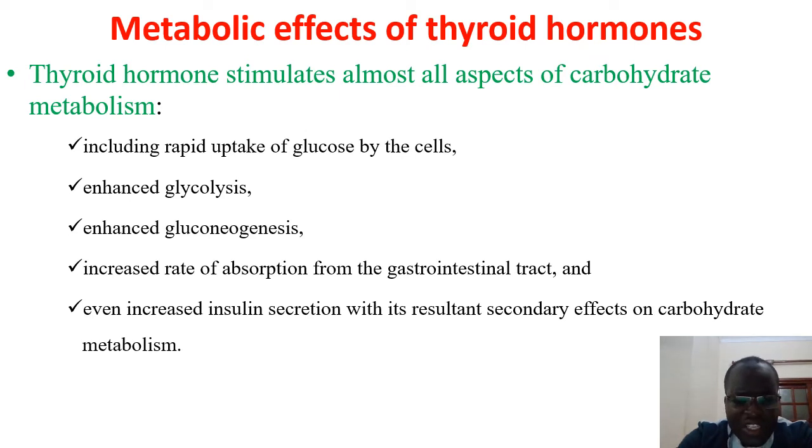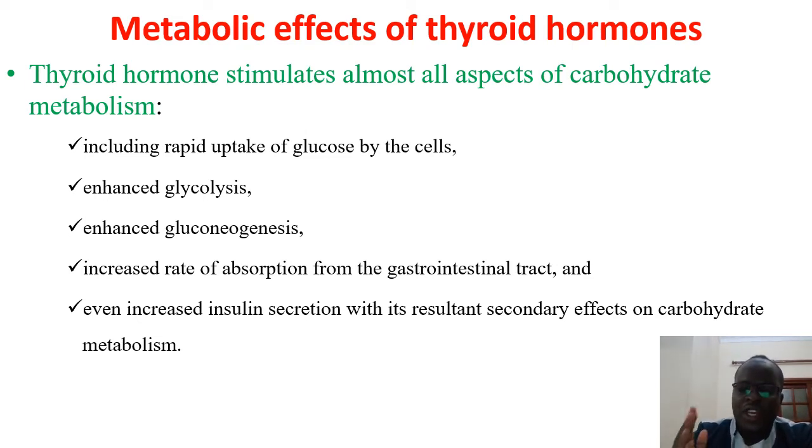There is even increased insulin secretion with its resultant secondary effects on carbohydrate metabolism. For cells to internalize glucose, they need insulin. The insulin binds to insulin receptors, activating the insulin receptor substrate, which is a tyrosine kinase, and these kinases will activate enzymes that are involved in translocation of GLUT4 channels. The GLUT4 channels will be embedded within the plasma membrane of the muscle cells and other cells for them now to internalize glucose. So they'll be able to absorb glucose under the influence of insulin.